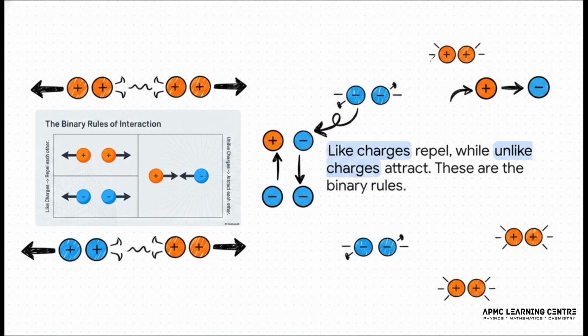And these little guys, they follow two super simple, completely non-negotiable rules. Think of it like the most basic code in the universe. Rule 1, like charges, so positive and positive or negative and negative, they always push each other apart. They repel. And rule 2, unlike charges, a positive and a negative, they will always pull towards each other. They attract. That's it. Simple, powerful, and it happens every single time.